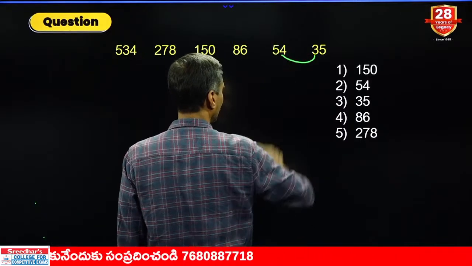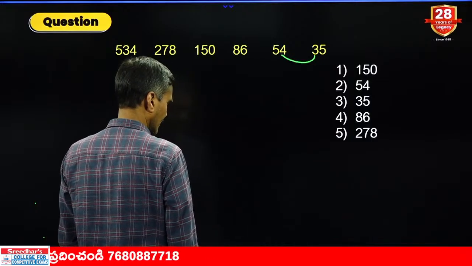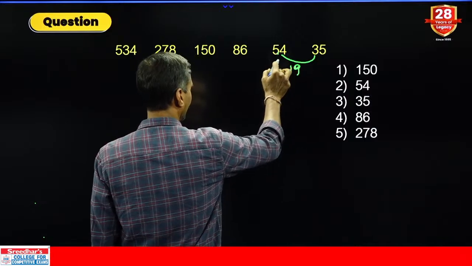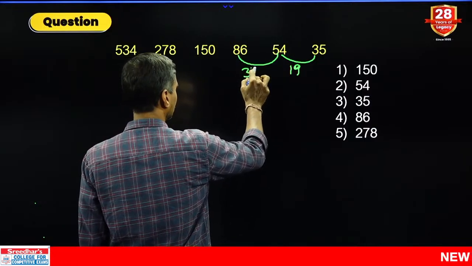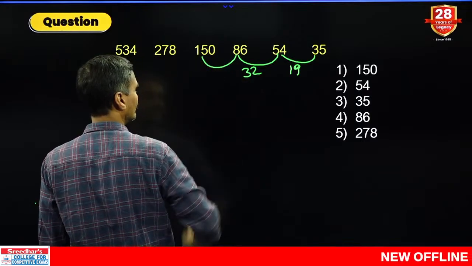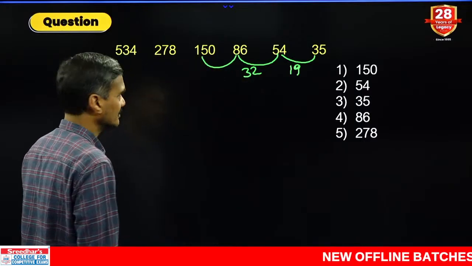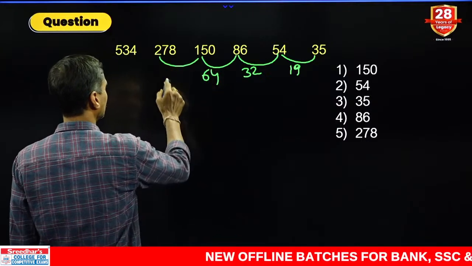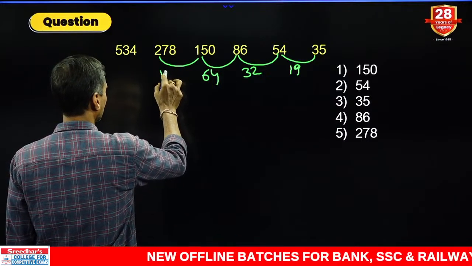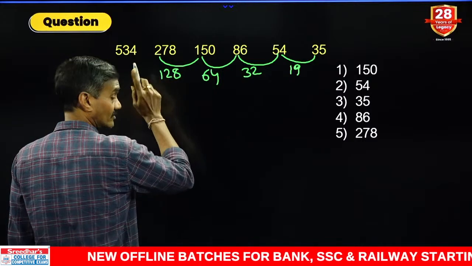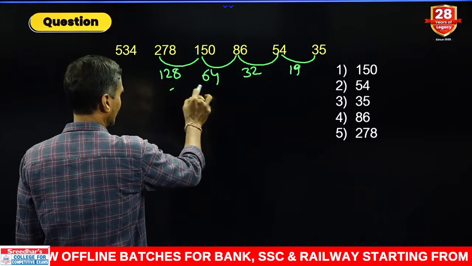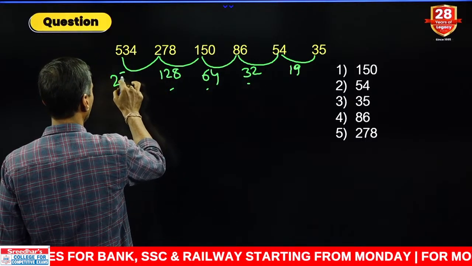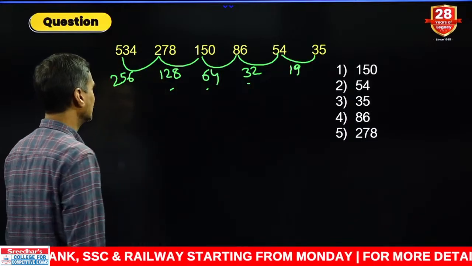But 35 and 54, tell me what is the difference between these two? The difference is 19. And 54 and 86, the difference is 32. And 86 and 115, now tell me what is the difference here? 64 is the difference. And 150 and 278, now here the difference is 128. Now we have got a pattern here. 128, 64, 32, so the next one must be 256. Now check out whether it is 256 or not.